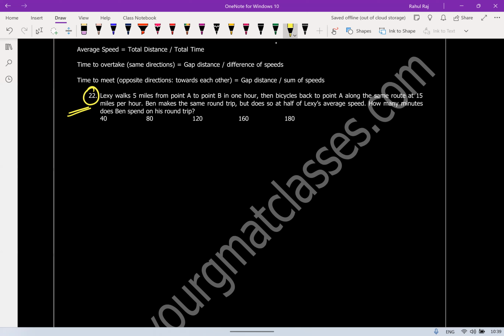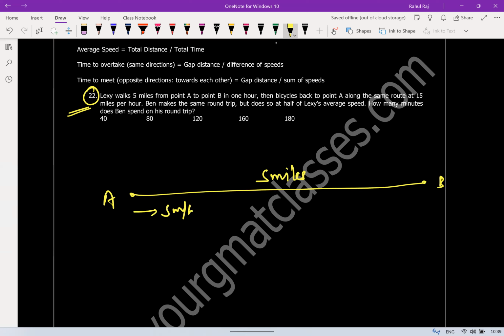So it says that Lexi walks 5 miles from point A to B in 1 hour. So this is point A to B, and this is 5 miles. Lexi walks 5 miles from point A to B in 1 hour, then bicycles back to point A on the same route at 15 miles per hour. So this is going at 5 miles per hour. This is coming back at 15 miles per hour. Ben makes the same round trip, but at half of Lexi's average speed. How many minutes does Ben spend on this round trip?